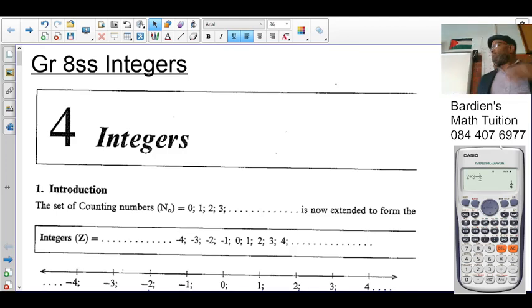Okay, good morning class. So today we're looking at integers. The first part of integers I have explained to you. If you want the full lesson, you can find it in the description box below.